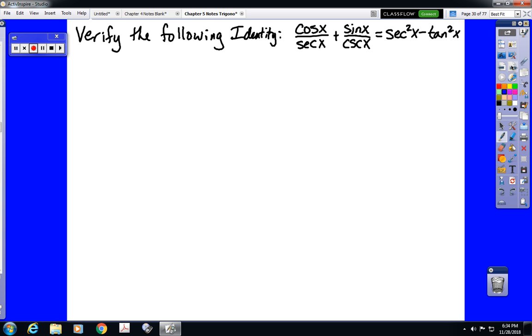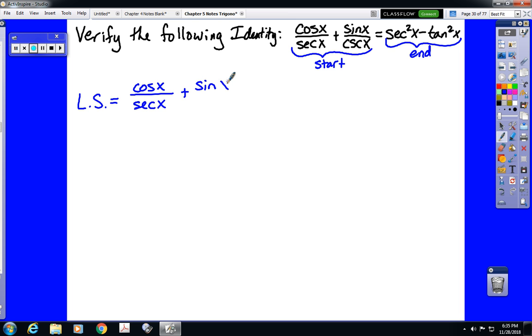Moving on, here's the next one. So, we're going to make sure we do this the right way the first time, because in past years I've done this the hard way the first time. So when I look at this, I would say we need to start here with these fractions and end up with the exponents. Double check my notes. Yep, that's how we want to do this. So we'll start with the left side, which is cosine x over secant x plus sine x over cosecant x.